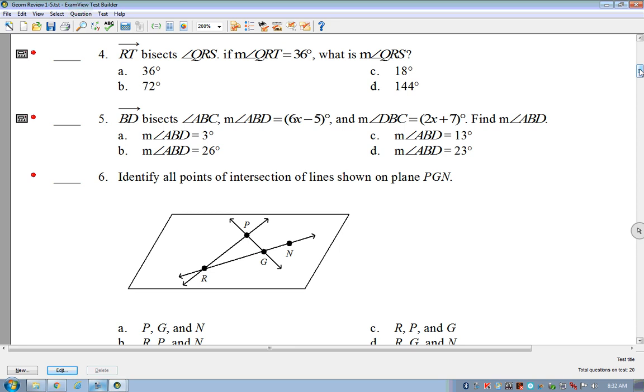All right, number 4. We've got RT bisects QRS. If measure angle QRT is 36, what is QRS? All right. You have to start off by drawing an angle. Do we know how to draw an angle? Okay. So with these, I usually make them obtuse so that I have plenty of room to work. You could make it acute. It wouldn't really matter.